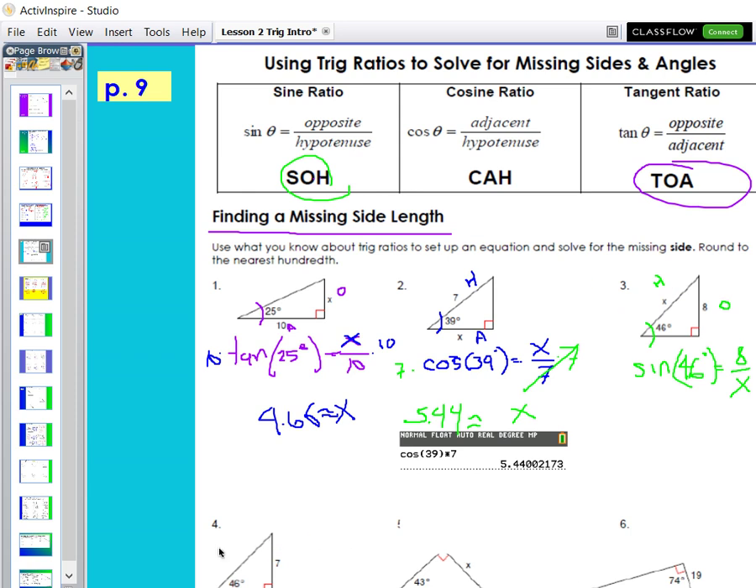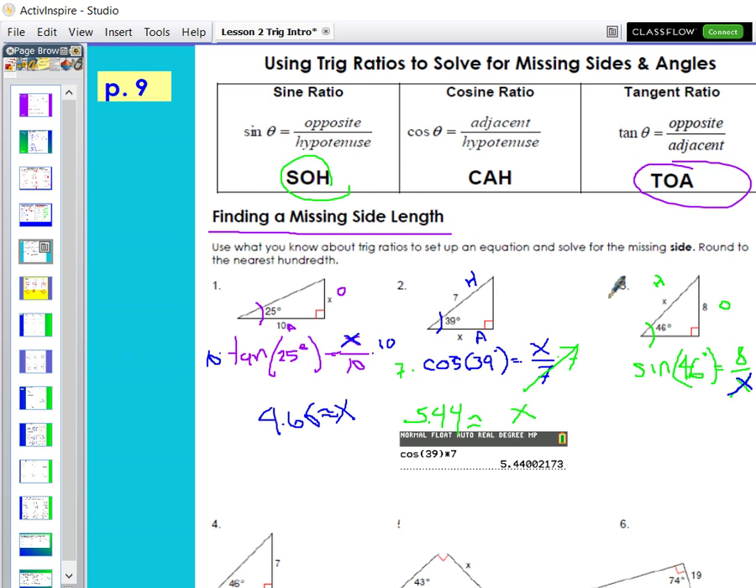Do you want to pause and think about it? Alright, if you want to pause, go ahead. But in this case, here we have x in the numerator. Here we have x in the numerator. In this case, now our x is in the denominator. So it's going to take us an extra step to solve this.